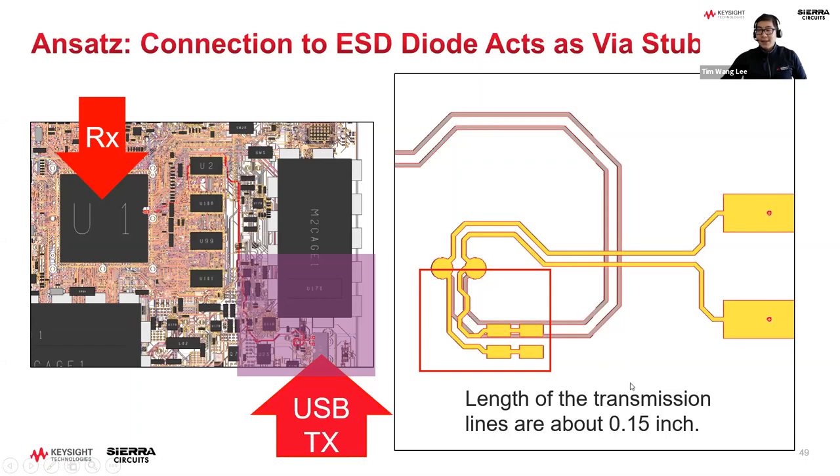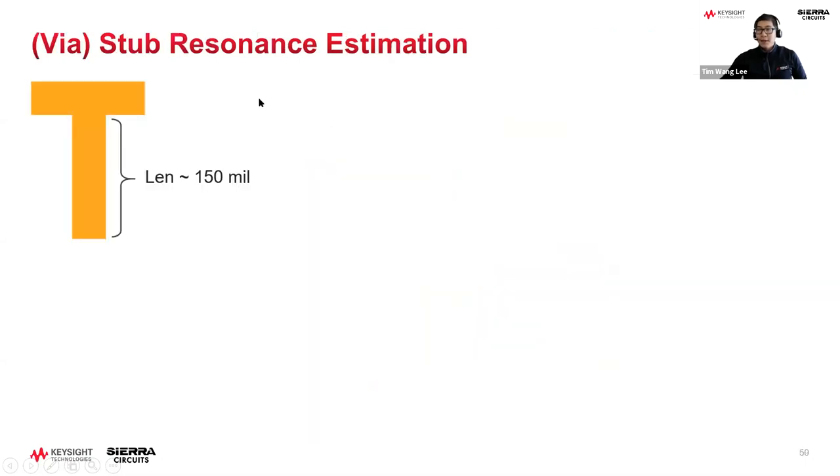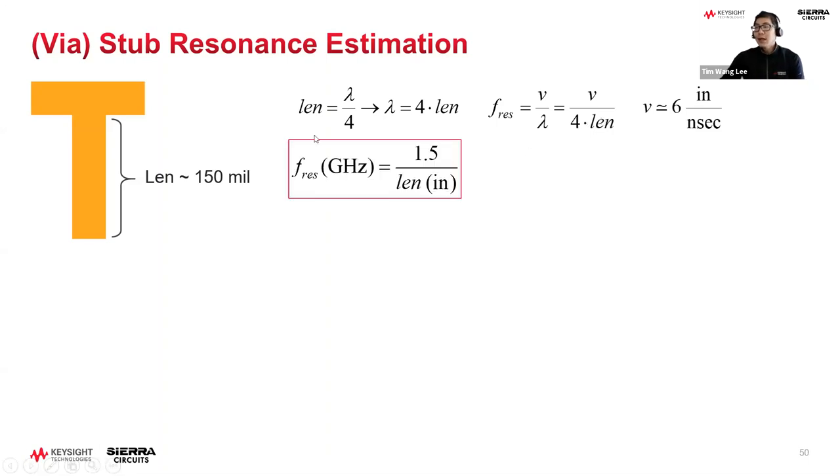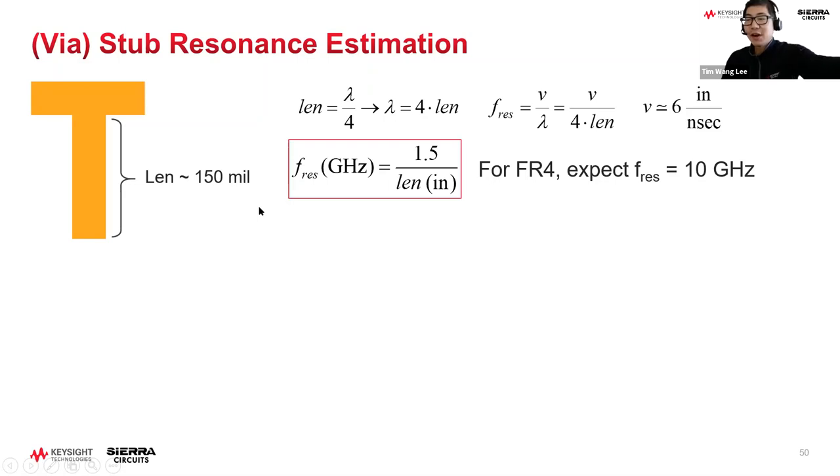To confirm my guess, this is my suspicion, I need to confirm it. So here I need to look at the stub resonance. Given the length of that stub, it's about 150 mils. I do a little quick math here, using FR4, as I assume throughout this tutorial. The resonant frequency of such a stub is about 1.5 divided by the length. Now do some mental math. The resonance is going to be at 10 gigahertz. Isn't that great? That's the mystery solved. That was the frequency of resonance we saw in our 3D simulation.